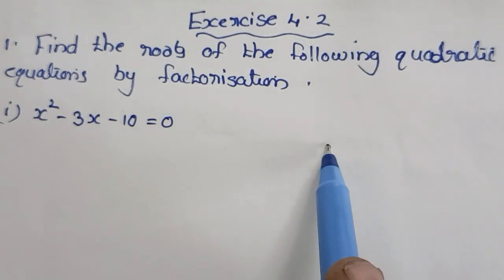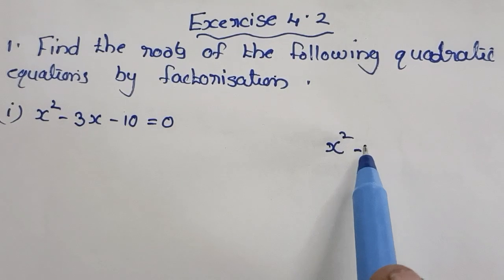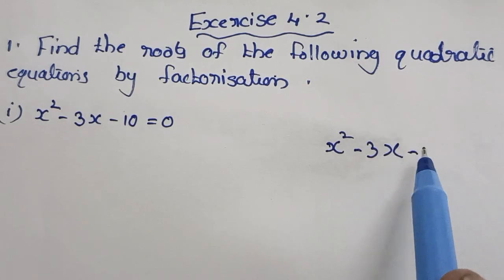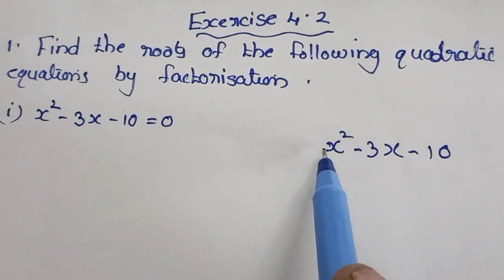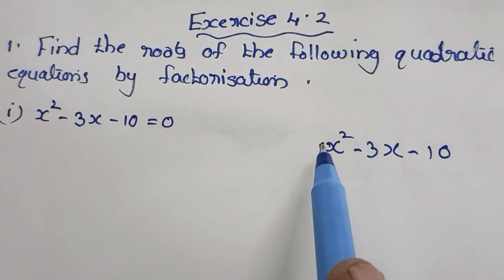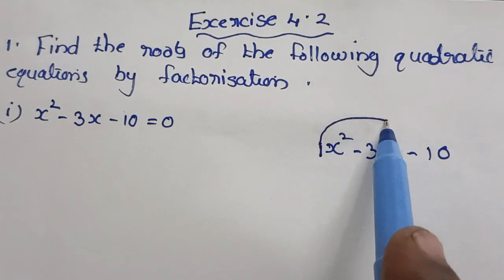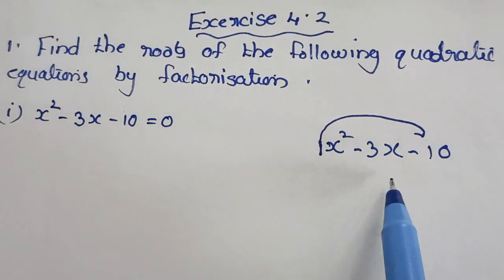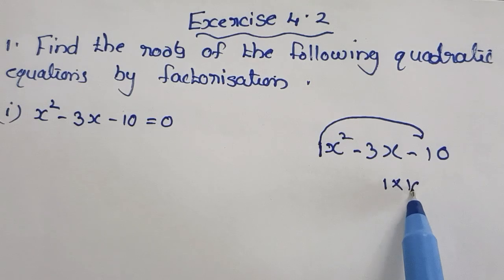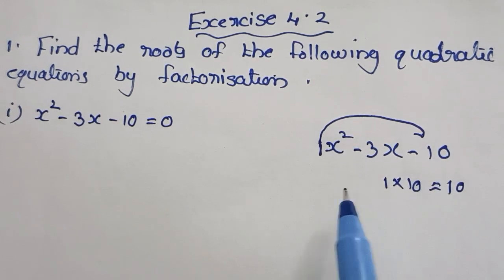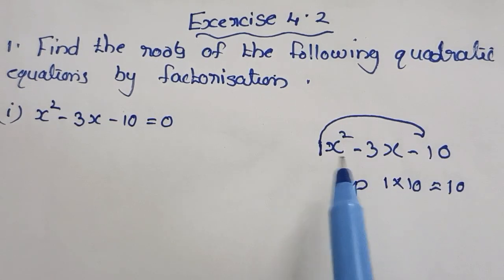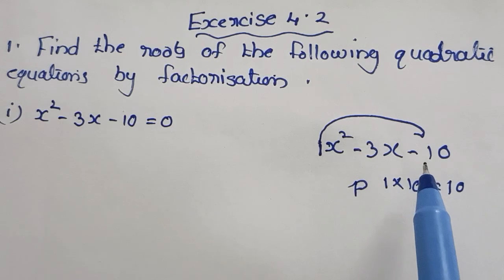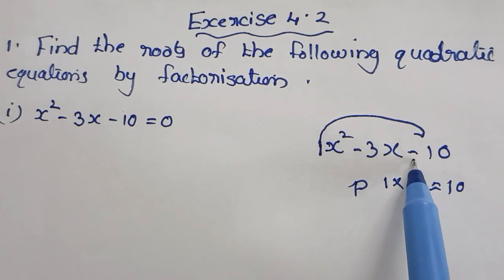Now for factorization, we have to take the polynomial x square minus 3x minus 10. Now, coefficient of x square is 1. So, product of two numbers should be equal to 1 into 10. 1 into 10 equal to 10. And here the sign is minus.